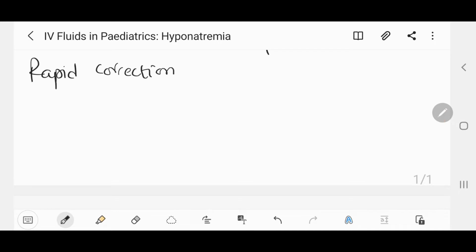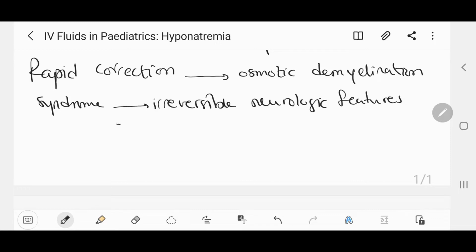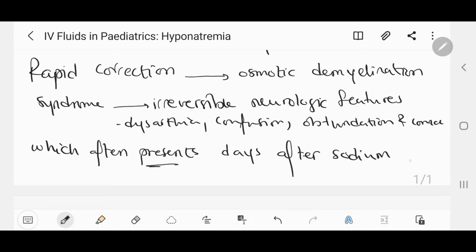Rapid correction can result in osmotic demyelination syndrome. This syndrome manifests as irreversible neurologic features, such as dysarthria, confusion, obtundation, which is altered level of consciousness, and coma, which often presents days after sodium correction. So it doesn't present right away.